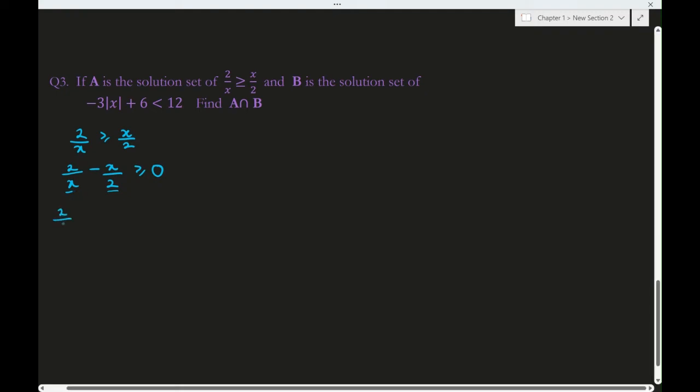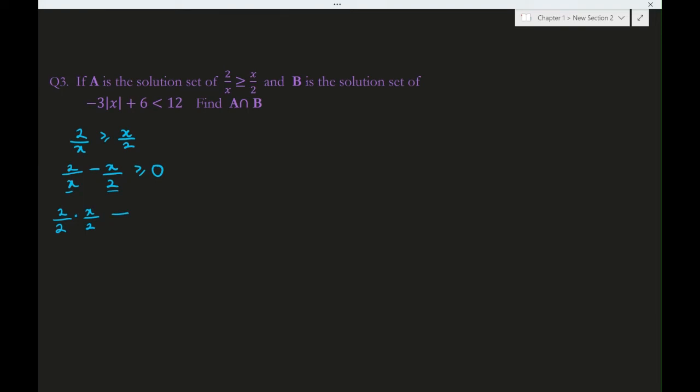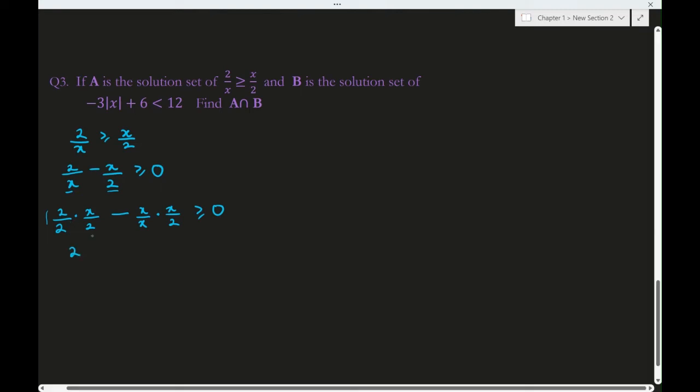We make the denominators the same by multiplying the first term by 2 over 2, which is like multiplying by 1. And we multiply the second term by x over x, which is also multiplying by 1. The common denominator is 2x.